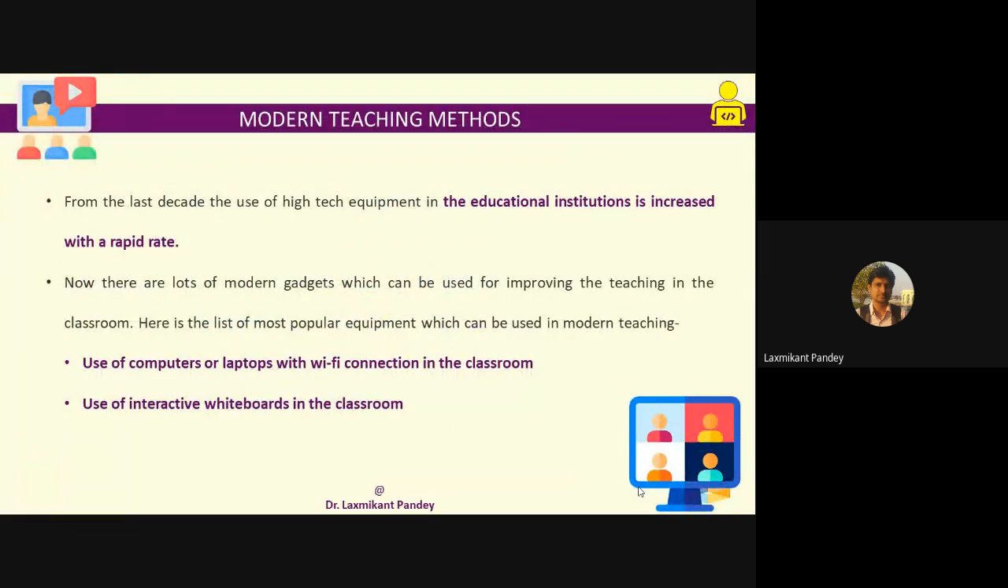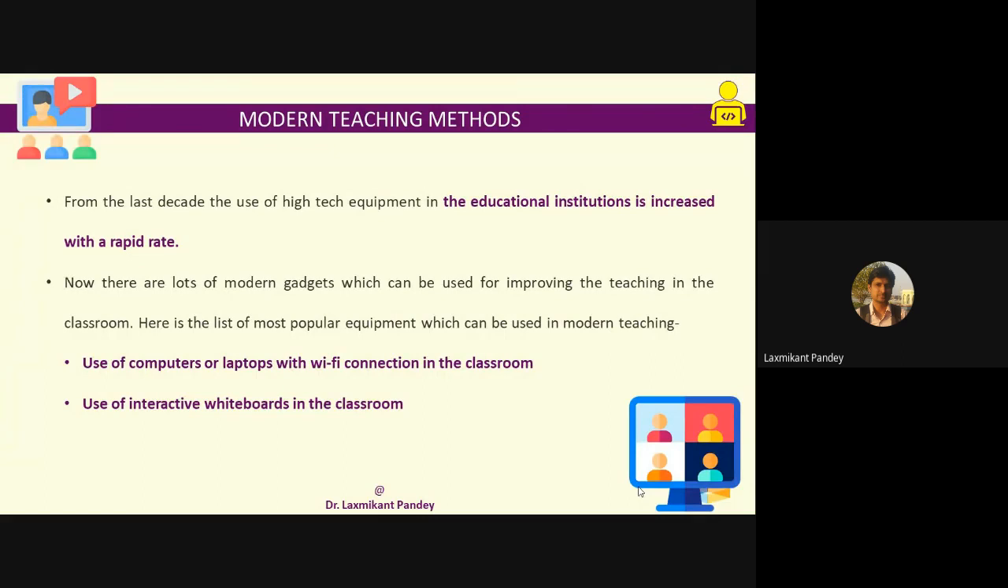Now, we come to the modern teaching methods. If you look at the modern teaching methods, in the last decades, the use of high-tech equipments in educational institutions has increased at a rapid rate. And this is very much true after the COVID period. Before the COVID period, the involvement of high-tech equipments was very less. But because of COVID, offline classes were not possible for 2.5 years, and because of that, we moved towards online classes.